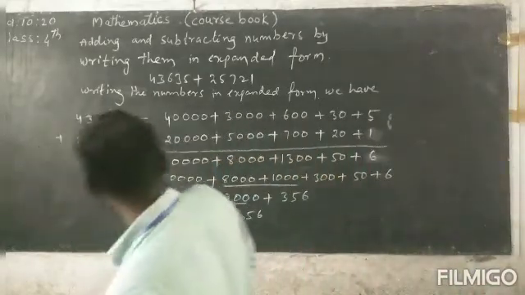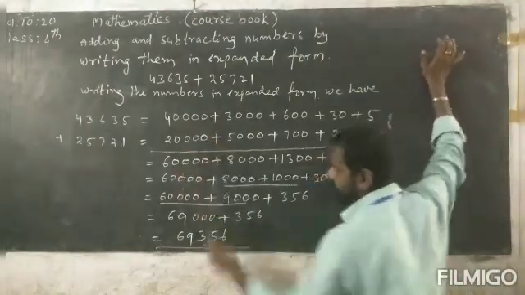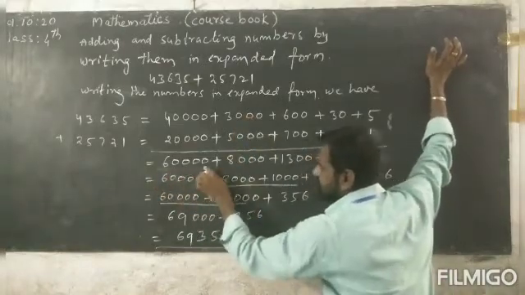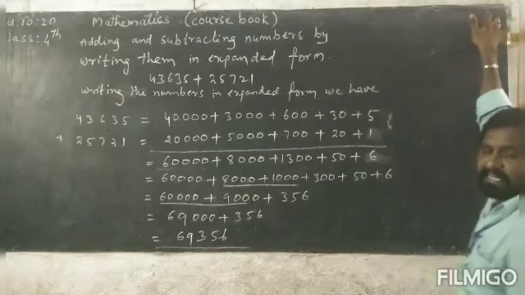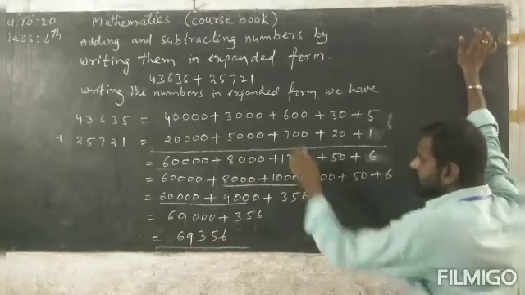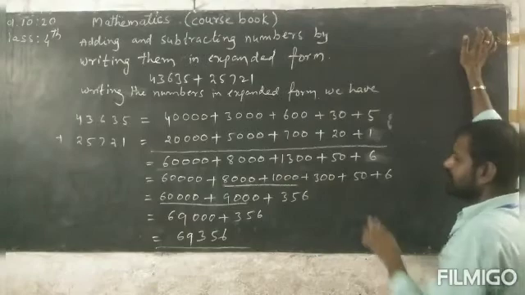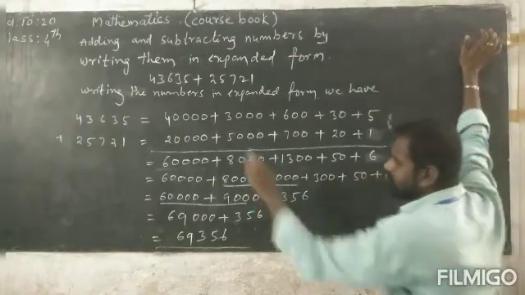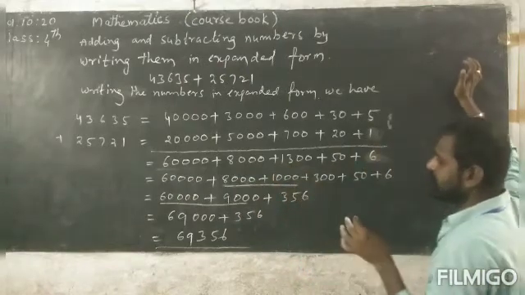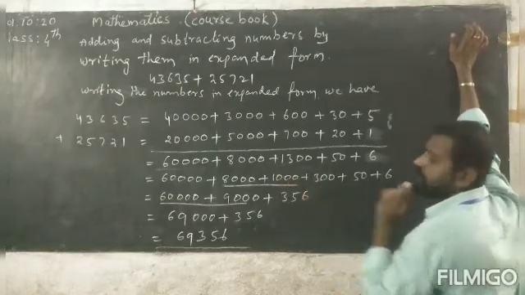See, once again I will explain. See here, so here you get 60,000. Now here 8,000. This is the 10,000 place. This is the thousands place. So here 600 plus 700, 1,300. 1,300 can be written as 1,000 plus 300.